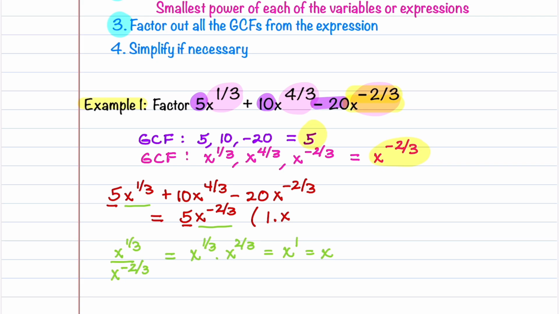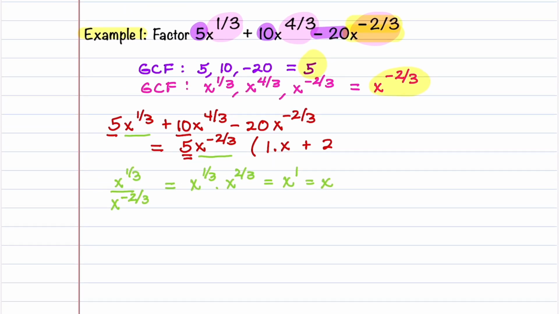And then for our next term, we're going to divide 10 by 5 and we'll get 2. And then we have to divide x to the 4/3 by x to the minus 2/3. So this becomes x to the 4/3 times x to the 2/3, which is x to the 6/3 or x squared. So back in our parentheses, we have 2 times x squared, and then minus 20 divided by 5 is minus 4.